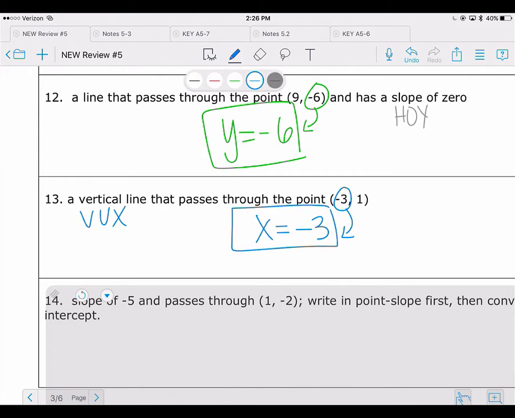And we're done. So again, the special cases are actually pretty quick and simple. Do not make them harder than they need to be.